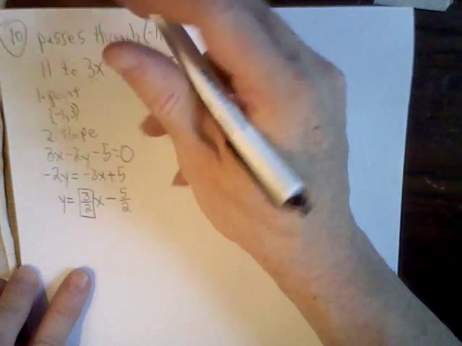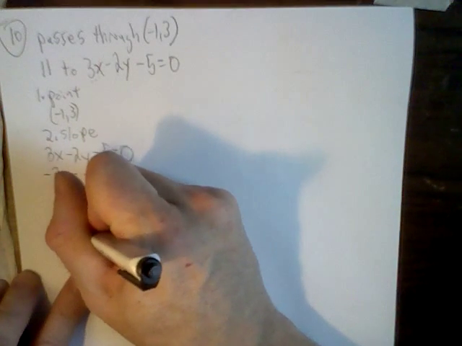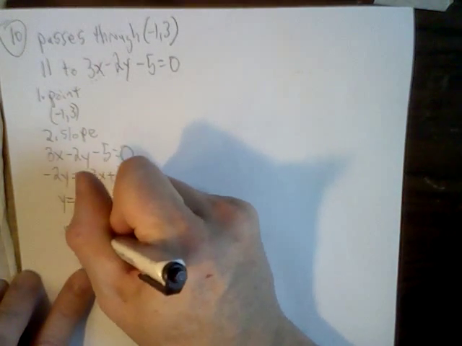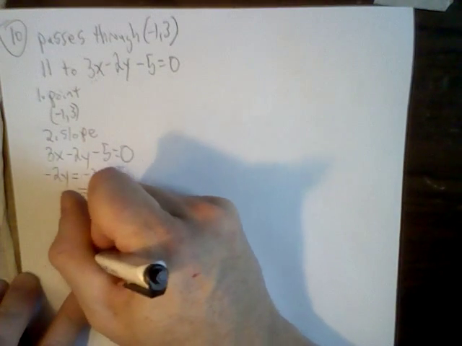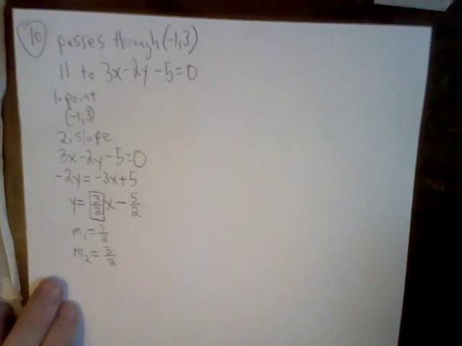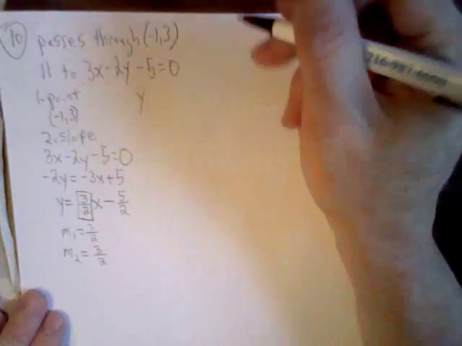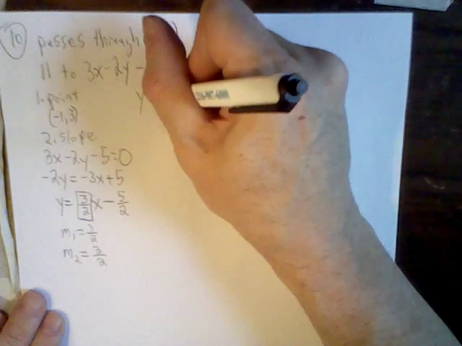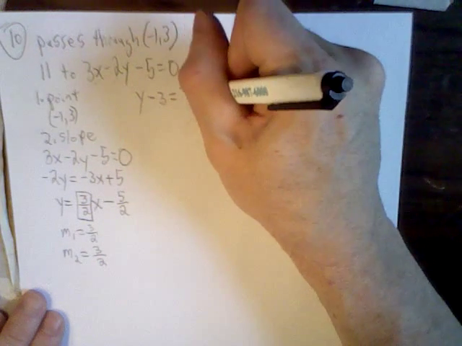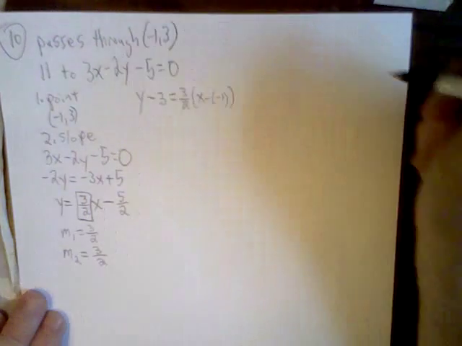Okay, so I need now to say the slope of this line is 3 halves, and the slope of our line then, which I'll call M2, is the same because they're parallel. So now I can go to the point slope form. So y minus 3 equals 3 halves times x minus negative 1.